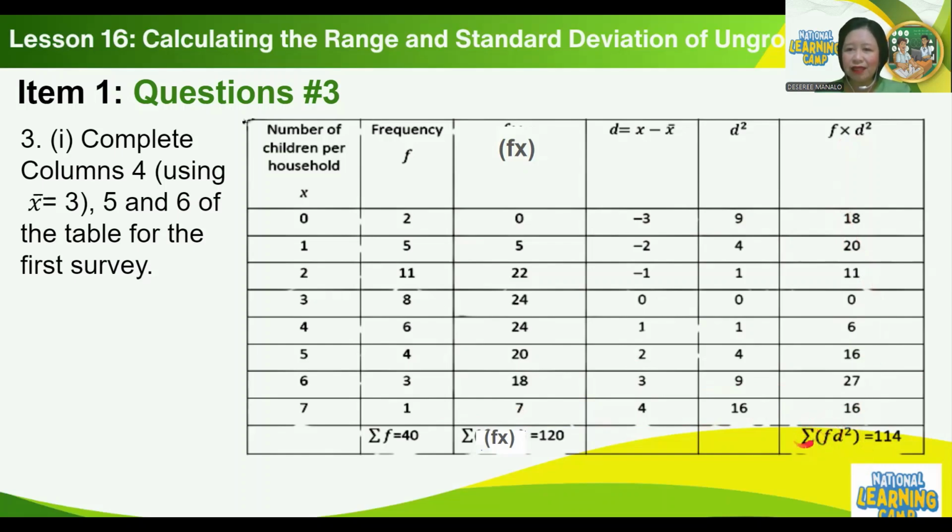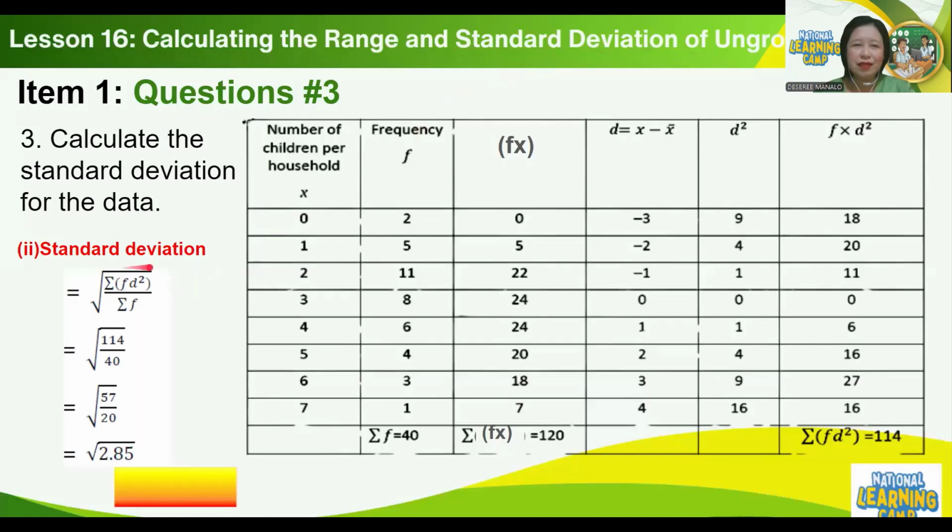And the total means it is the summation of fd squared. So it is equivalent to 114. To find the standard deviation of this ungrouped data, you can use the values from the summation of fd squared and from the summation of fx. So here is the formula for standard deviation. It is the square root of the summation of fd squared divided by the summation of f.